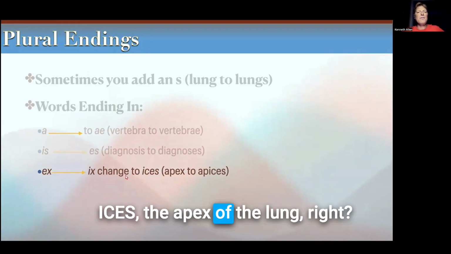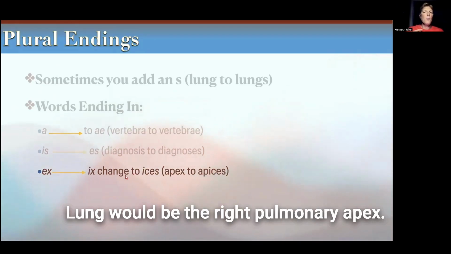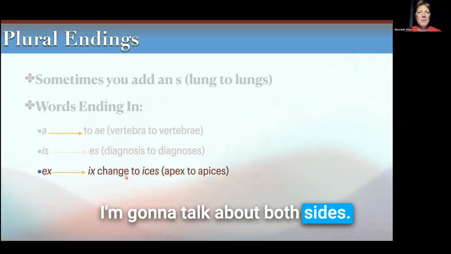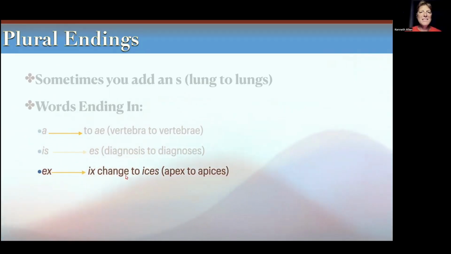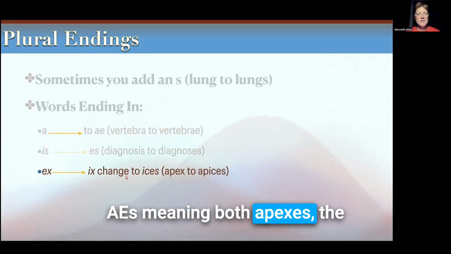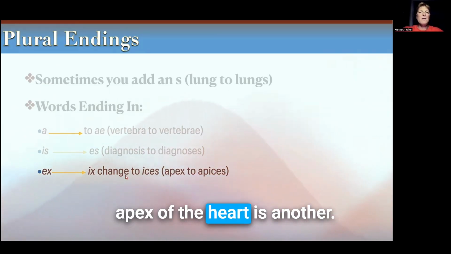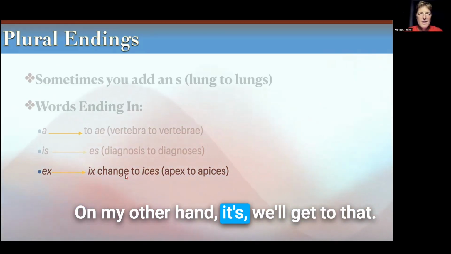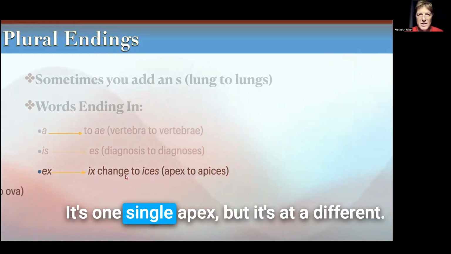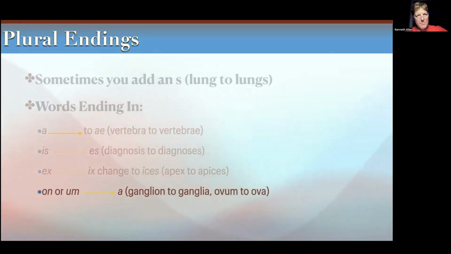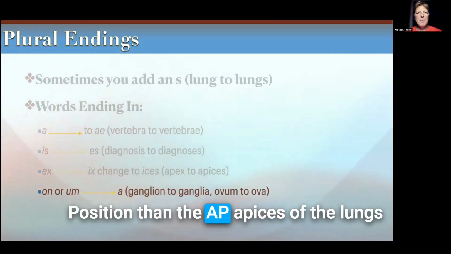the apex of the lung, right lung, would be the right pulmonary apex. If I'm going to talk about both sides, I would say the apices, meaning both apexes. The apex of the heart is not, on the other hand, we'll get to that. It's one single apex, but it's at a different position than the apices of the lungs.